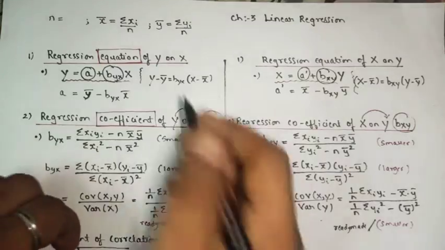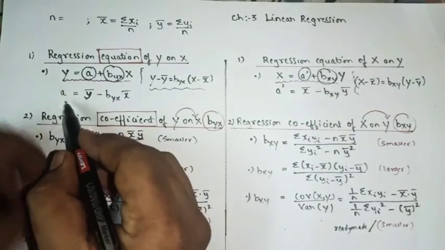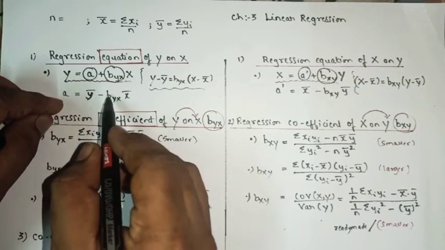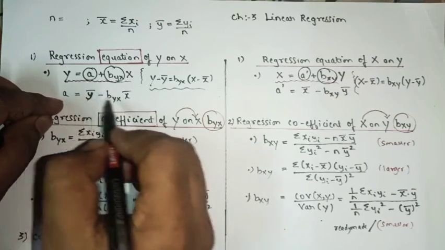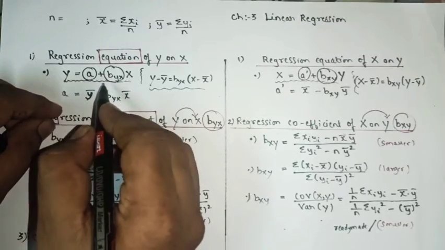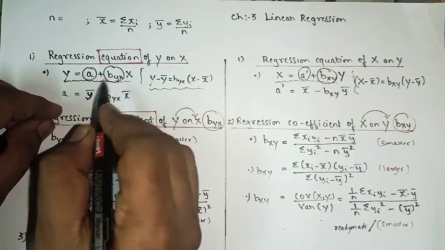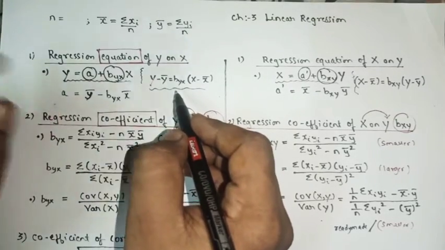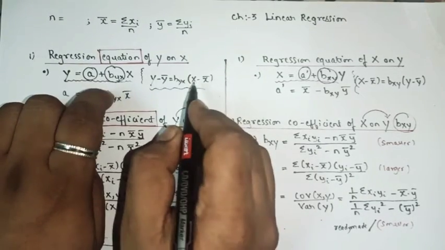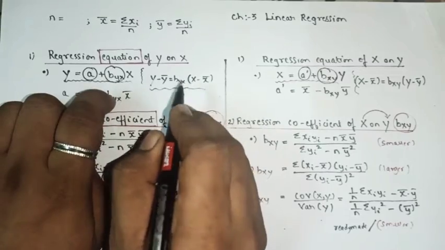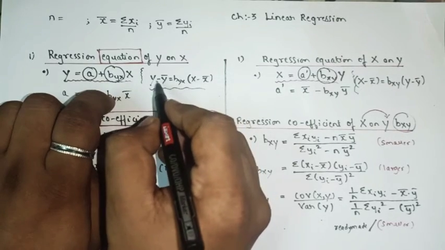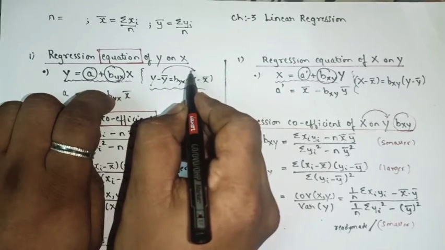Understood? Now, when you substitute the value of a here, as a is y mean minus byx x mean, and rearrange or shift, you will get this answer. So either you can apply this formula or this one. In both cases you will get the same answer, and both are known as the regression equation of y on x. Clearly we can see that it is y on x because on the left hand side y is there and on the right hand side x is there.